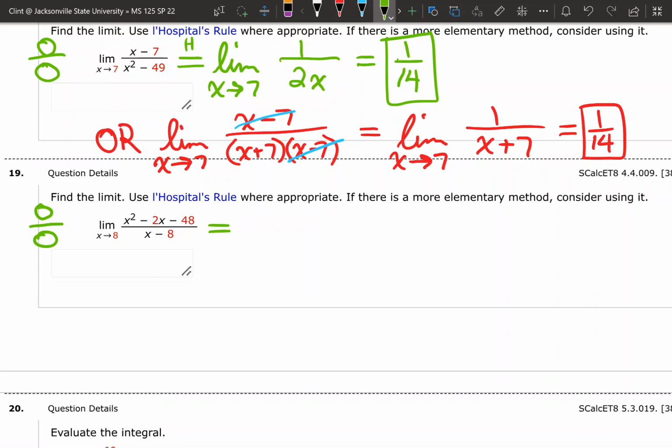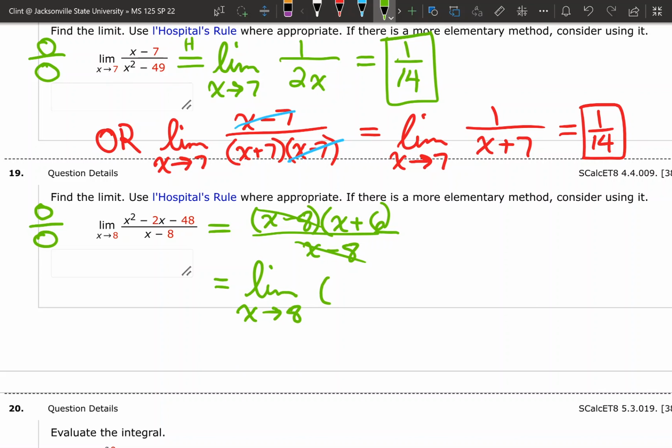So the top would be minus 8 and plus 6. So that would be 14.